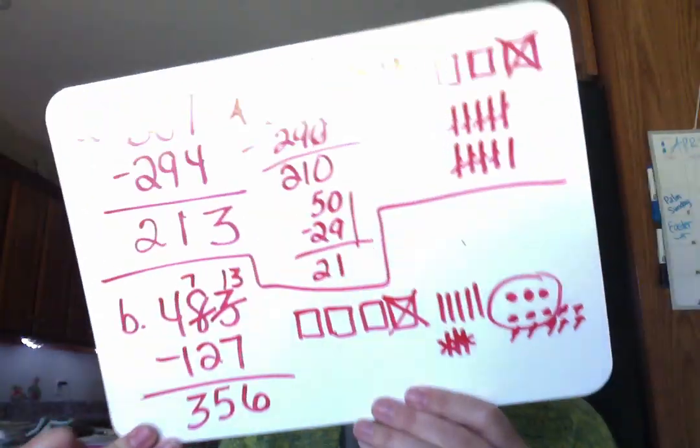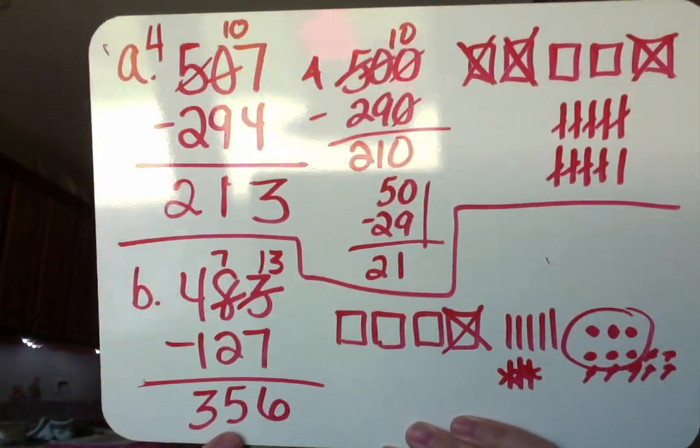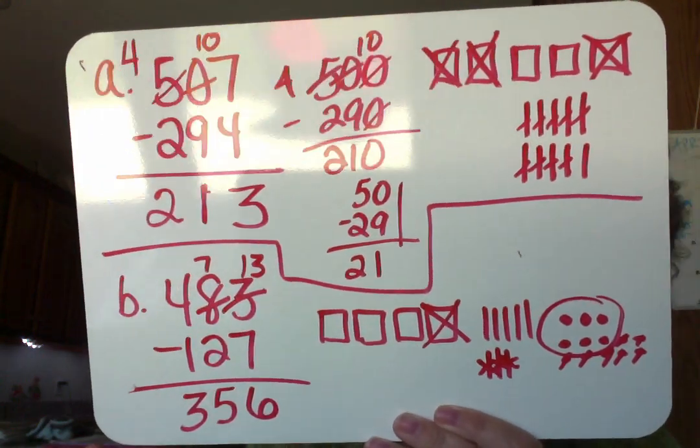So I'm going to ask myself, can I do 13 minus 7? And I can. So I'm going to take away 7 ones, which leaves me with 6 ones. I have 7 tens, and I need to take away 2 tens, and I can do that also. So now I'm left with 5 tens, and I have 400, and I need to take away 100, which I can do, and I'm left with 300. So once I do my exchange, I'm left with an answer of 356.